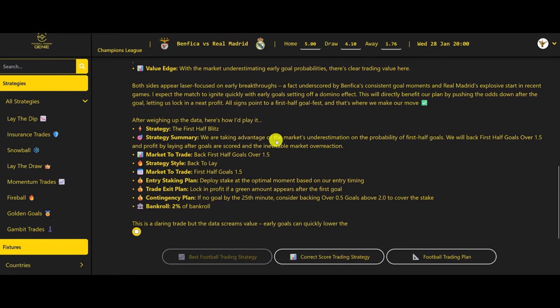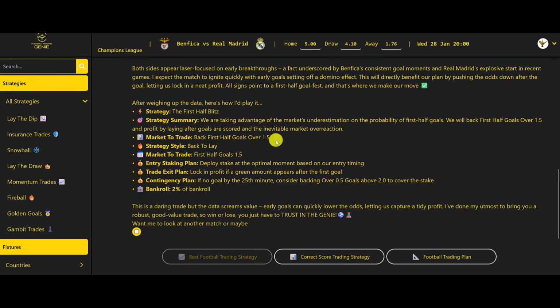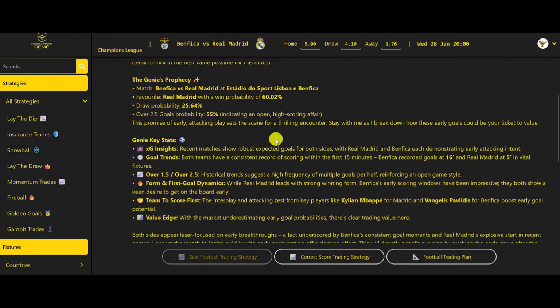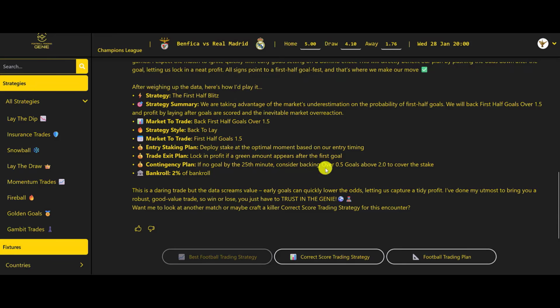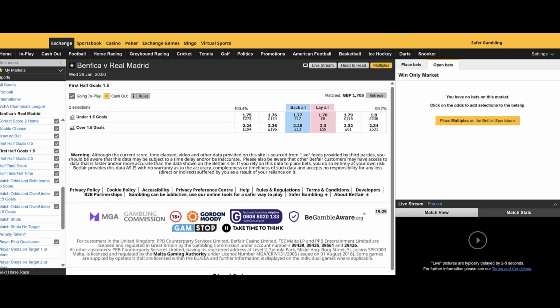But anyway, looking at this, very interesting. We're going to be heading to the first half goals market. You don't see this one every day. First half goals market, over 1.5. We back over 1.5 at kickoff from the looks of it. And anyway, let's go get set up.